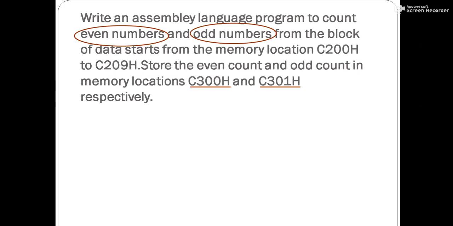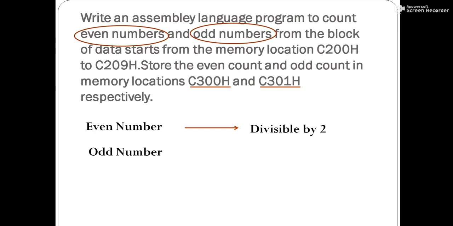Okay. Now, in mathematics, what is an even number? We all know an even number is a number which is divisible by 2. And what about an odd number? An odd number is a number which is not divisible by 2. But here, how do we recognize what is an even number and an odd number in assembly language? Before that, let us have a look at the input and output of this program.